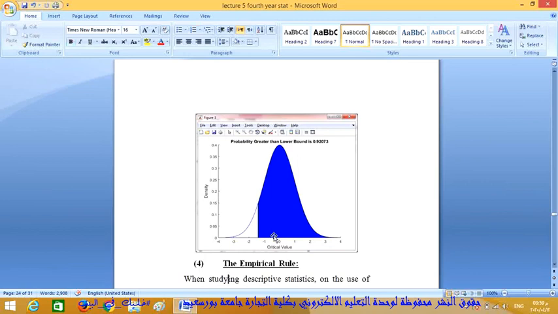The empirical rule, we will stop here at the empirical rule. Listen, the empirical rule is explained in second year. You have to review the empirical rule, and I will explain it in the next lecture.